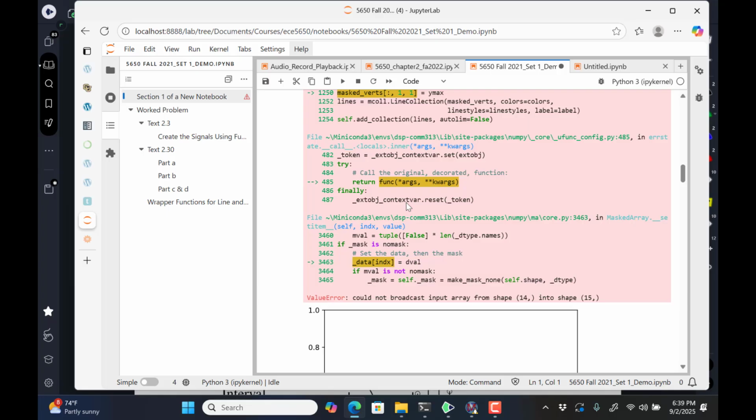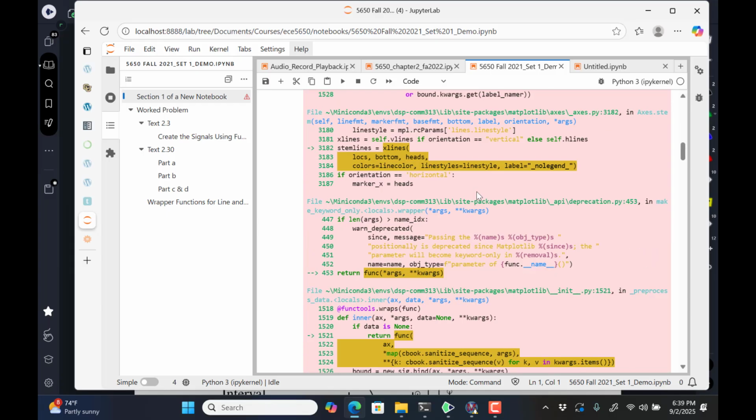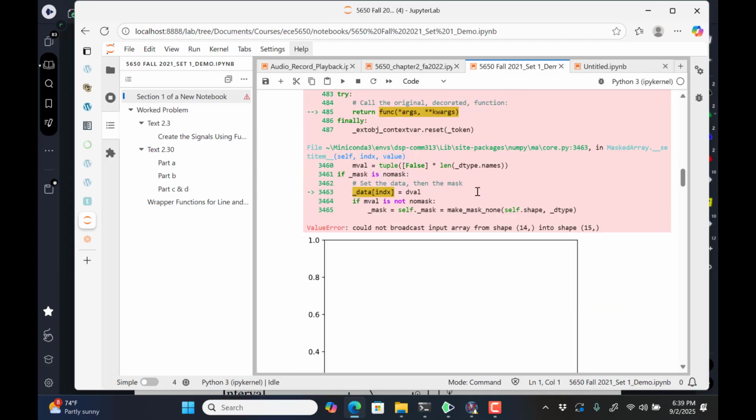I just want to teach you something about debugging, because Python can spit out all kinds of junk like this, and it's irritating, right? It's like, what do I do with this? I don't even know where to begin. Do I look at the top? Do I look at the bottom? So in Python, with all these things that it got angry about, look at the bottom. Could not broadcast input array of shape 14 into shape 15.